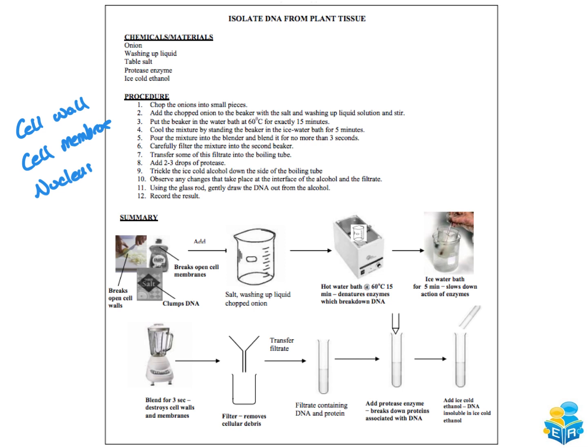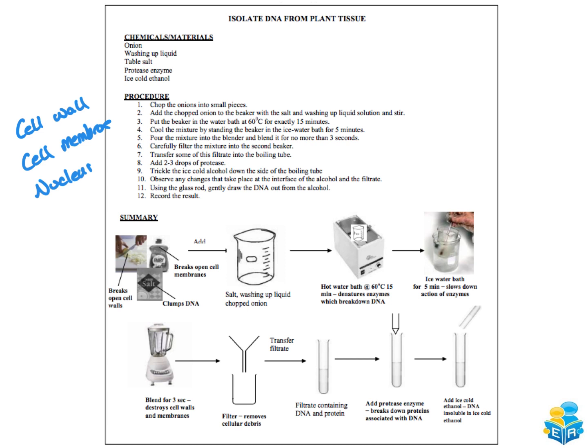Well, the first thing you're going to do is, using a scalpel or a knife, chop whatever you're using, the onion, the kiwi, whatever it is, into small pieces. Why are we doing this? We're breaking open the cell wall. That's the first line of defense we have to get through, essentially. So if you're asked why did you chop it, we broke the cell wall.